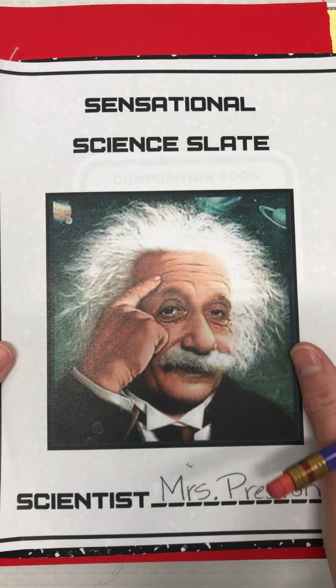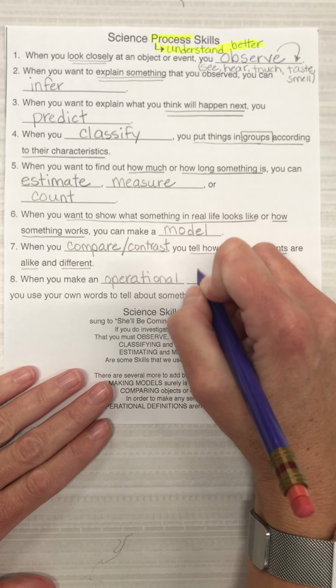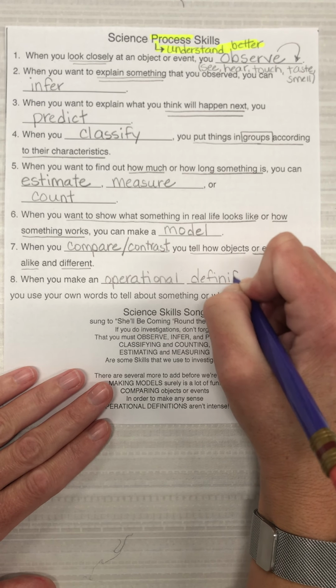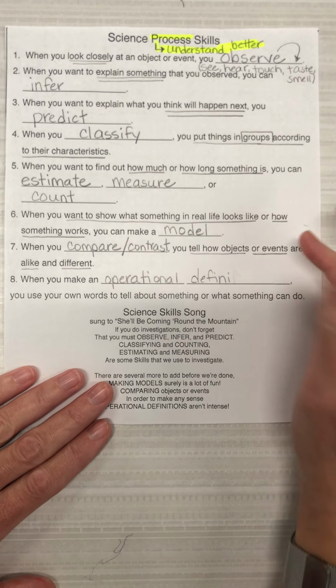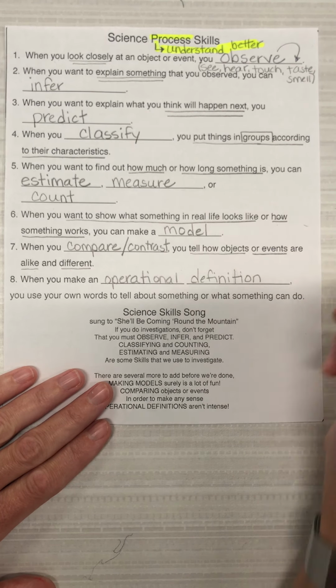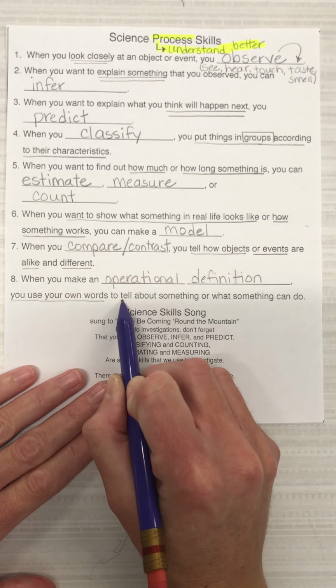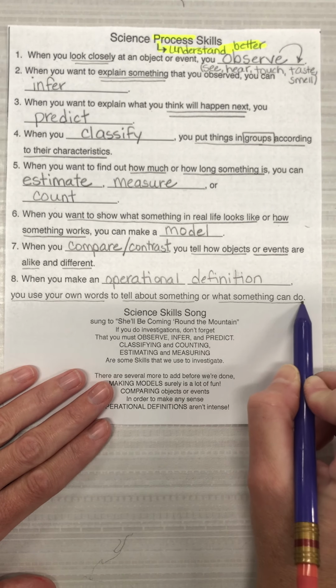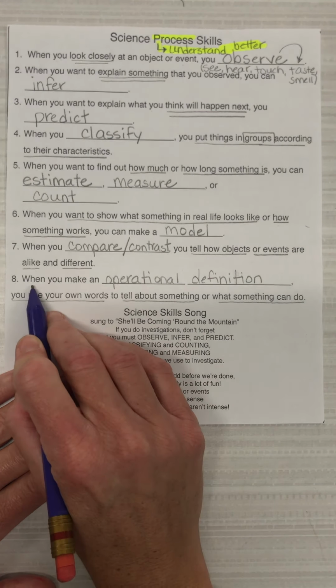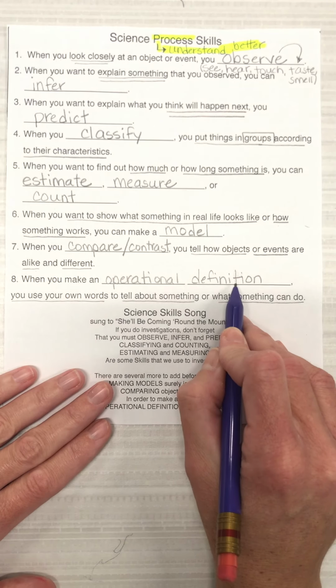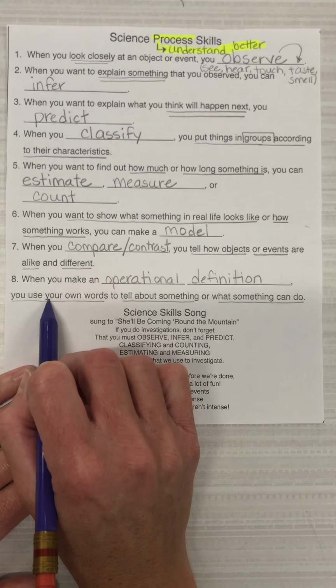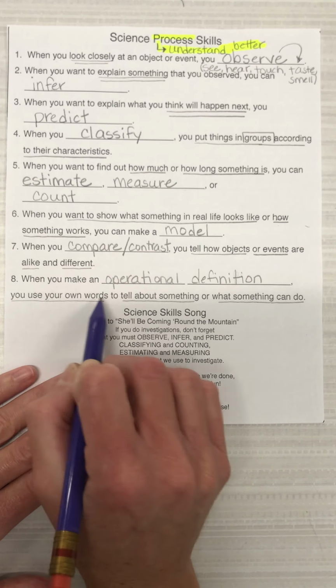this is fancy words, definition for something. Whoops, that should be a T, not enough. And you might say, what in the world? I've never heard of that. Well, you already do this, and that means that you use your own words to tell about something or what something can do. So really, scientists, readers, writers, mathematicians, you're making operational definitions all the time. It's basically when you use your own words, not the words of somebody else, to tell about something or what something can do.